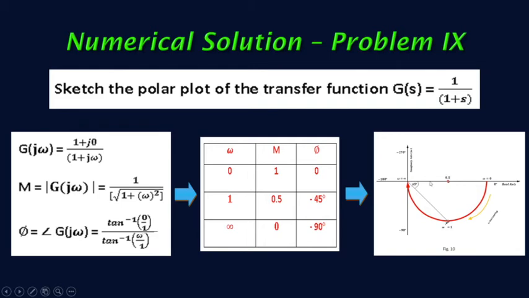The starting point is magnitude 1 and phase angle 0 degree, that means on the reference axis. That point is the starting point. Then omega is increased to omega equal to 1. Then what is the magnitude? This magnitude is 0.5. And what is the phase angle? The phase angle is minus 45 degree. Then omega is increased to infinity, then the magnitude is 0, but the phase angle is minus 90 degree axis. Then we get a half circle.